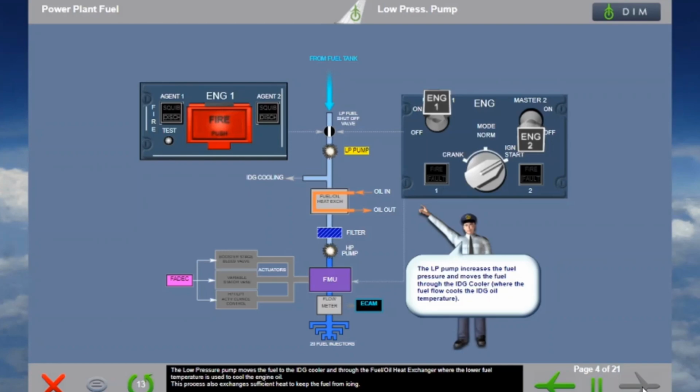The low-pressure pump moves the fuel to the integrated drive generator cooler and through the fuel oil heat exchanger, where the lower fuel temperature is used to cool the engine oil. This process also exchanges sufficient heat to keep the fuel from icing.